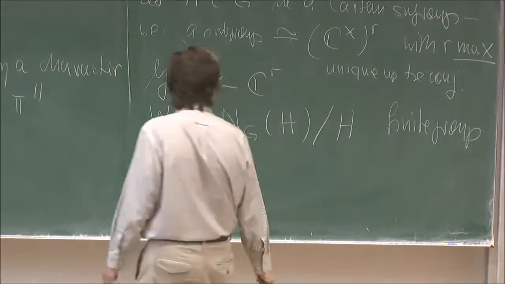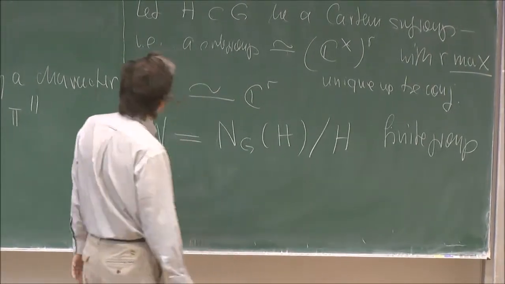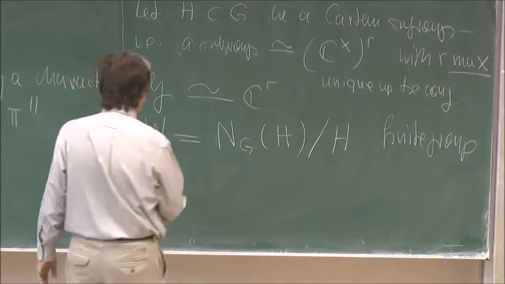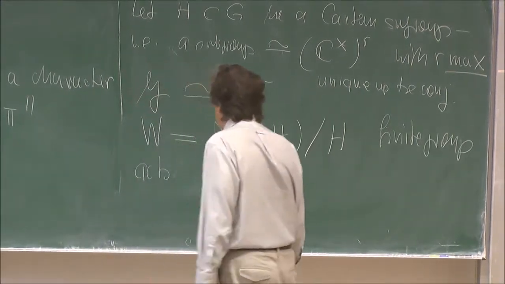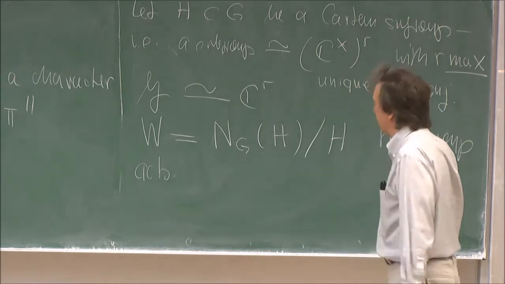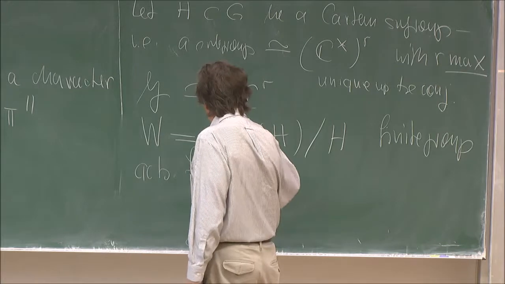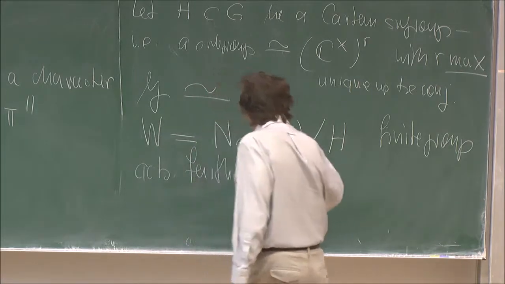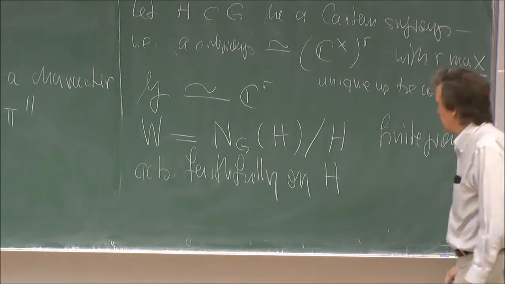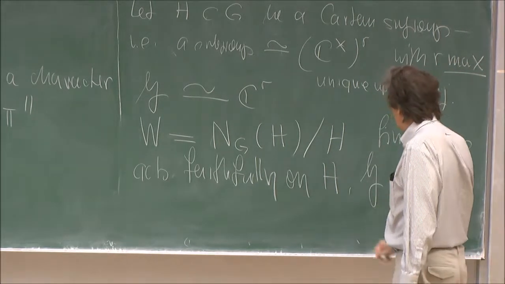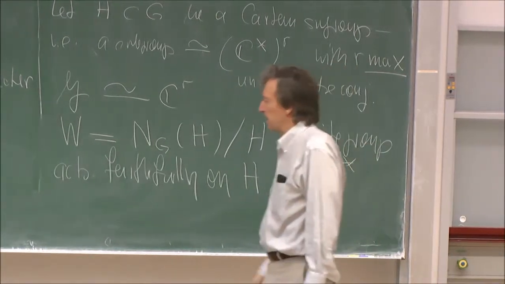And since H is abelian, the normalizer of G in H acts on the group H. And what is not completely obvious, but not difficult either, it acts faithfully on H. And if it acts on H, it acts on its algebra, and then by duality it acts on the dual of the algebra.